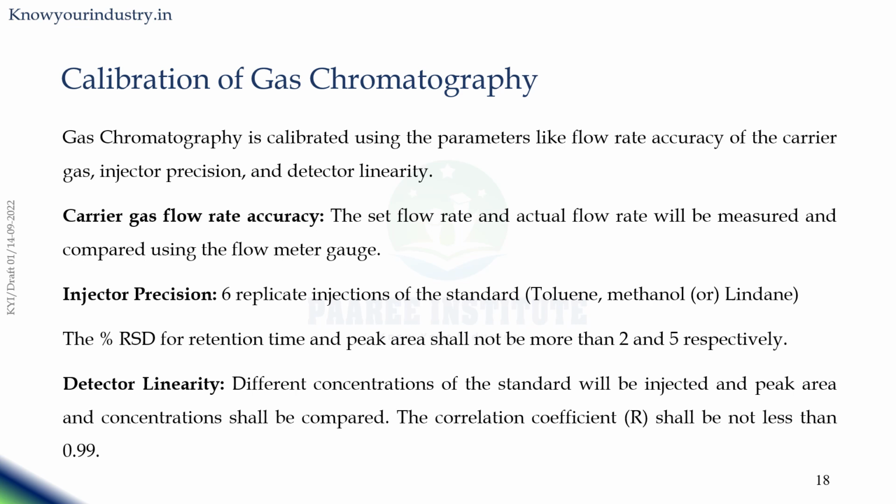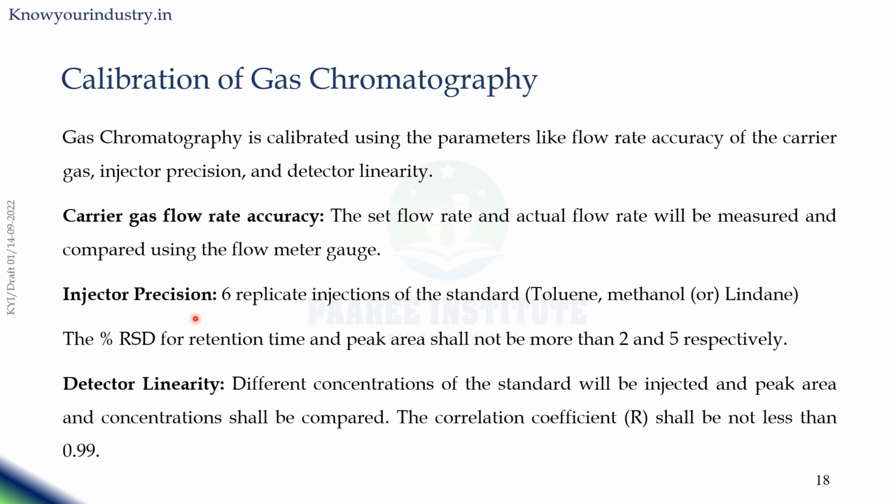Finally, coming to the calibration of the gas chromatographic instrument, it is calibrated for various parameters like flow rate accuracy of the carrier gas, injector precision, and detector linearity. The carrier gas flow rate accuracy will be measured by the set flow rate, and the actual flow rate will be measured and compared using the flow meter gauge.